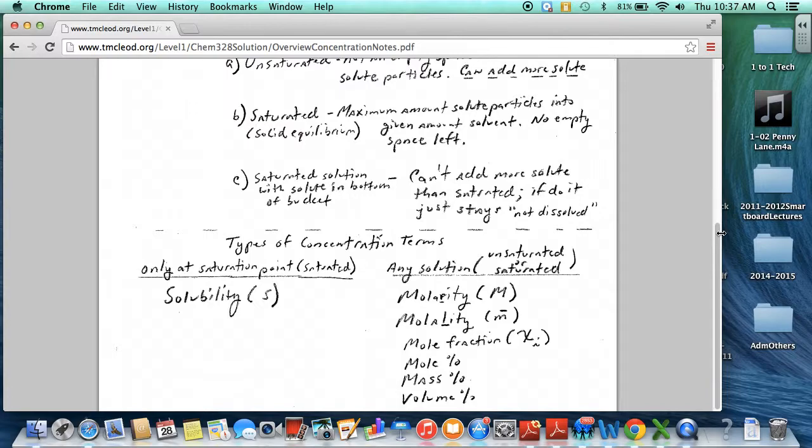Molarity and molality are the most common ones that we'll use, along with solubility. The other ones I just gave you as a reference; you don't have to use them. A lot of times people don't use mole fraction, mole percent, mass percent and volume percent. But sometimes they do. For example, isopropyl alcohol, if you look on the cover, says 70% V/V. That means 70% of that solution is isopropyl alcohol and 30% is water, both by volume.